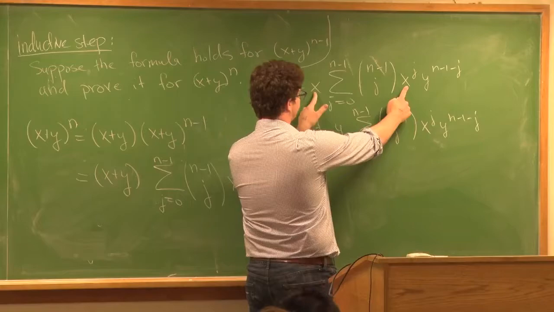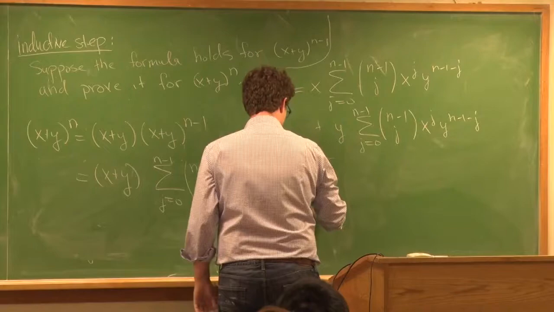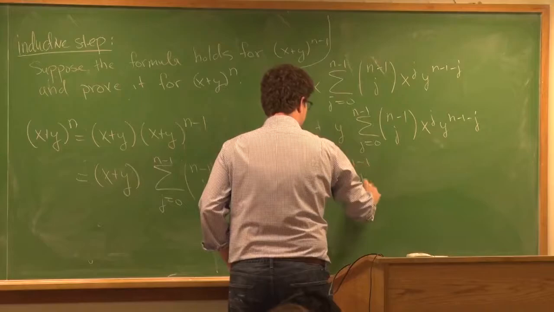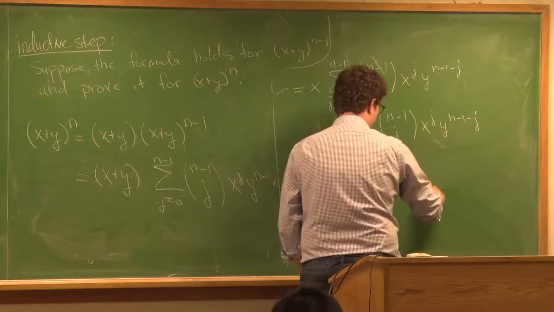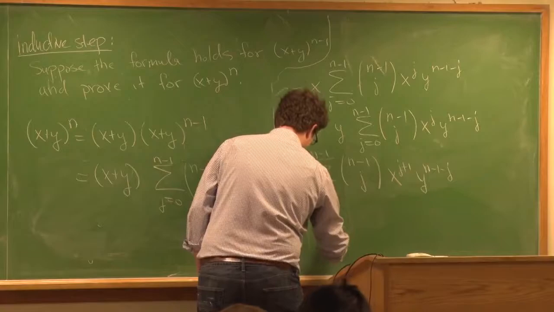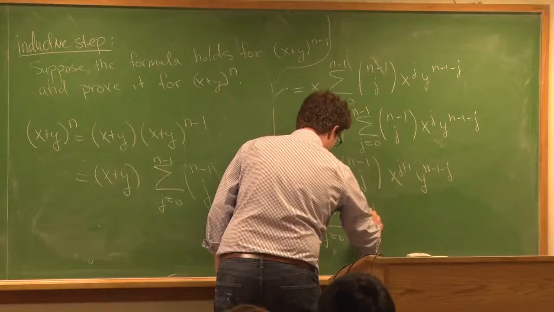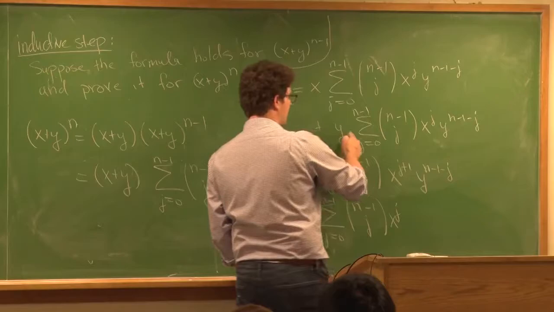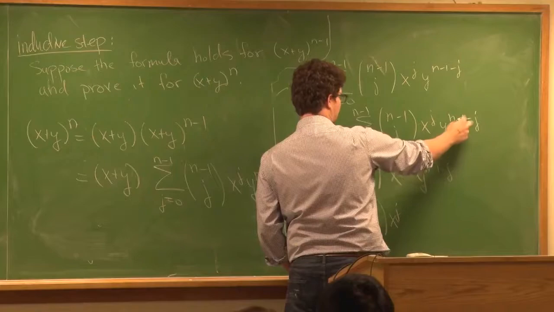So this is the sum. The first thing is the sum from j is equal to 0 up to n minus 1 of n minus 1 choose j. And then we have x to the j plus 1, y to the n minus 1 minus j. Plus, then we have a sum here from j is equal to 0 up to n minus 1, same thing, n minus 1 choose j. And now I keep the x to the j. And now this is x to the 1, and this is y to this thing. And we add these things. So this negative 1 will go away since we have a positive 1 here. Y to the n minus j.